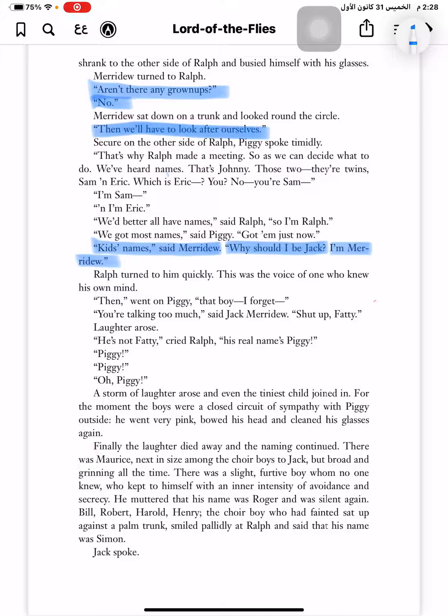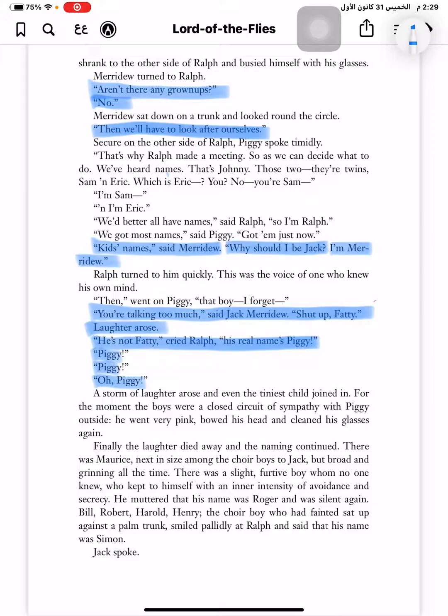His rudeness, of course, is pronounced before that, and now he is practicing it with Piggy when he said, "You are talking too much," said Jack Meridoe. "Shut up, fatty." Now Ralph, instead of setting things right, so he said his name is Piggy. "He's not fatty," said Ralph. "His real name's Piggy." And, of course, he doesn't intend to tell the secret that Piggy told him before that, but he's trying to save Piggy.